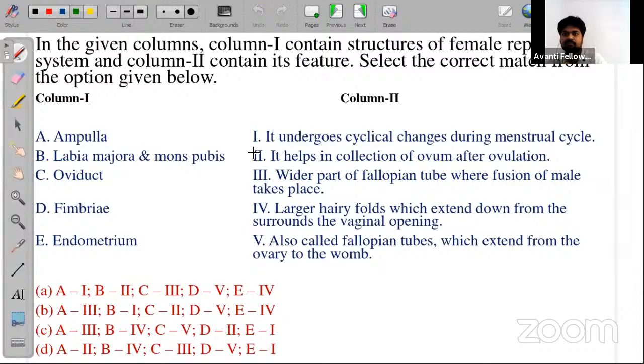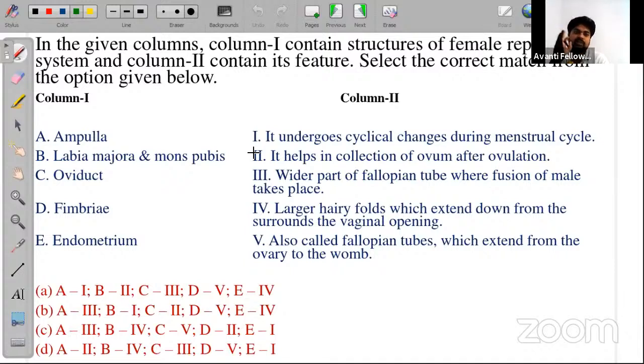Please read the question carefully and after that give the answer. So we will read the question first. In the given column 1 and 2, there are some statements, and please match them. First is ampulla, labia majora, mons pubis, oviduct, fimbriae, endometrium.